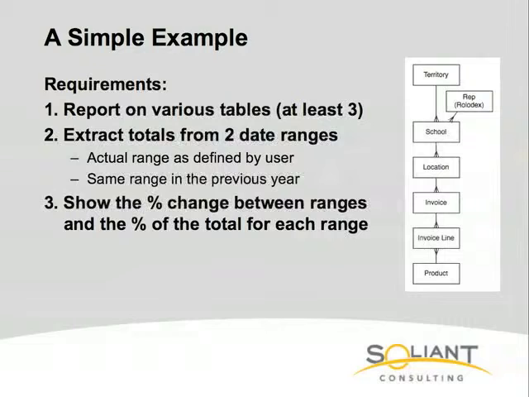First of all, we need to be able to report on a number of different tables in this hierarchy, and for all the reports, we need to extract totals from the date range that's specified dynamically at runtime by the user, and then a predetermined 1 year offset from that, both those date ranges showing as columns on the same report. And we need to be able to show the percent change between those two columns, and the percent of the total that each row represents.